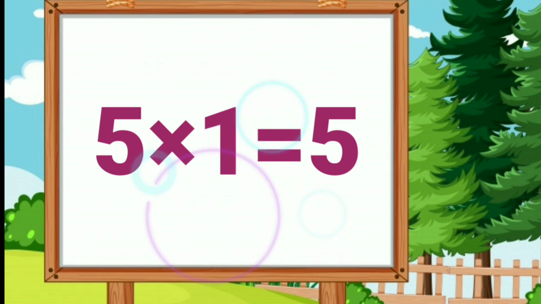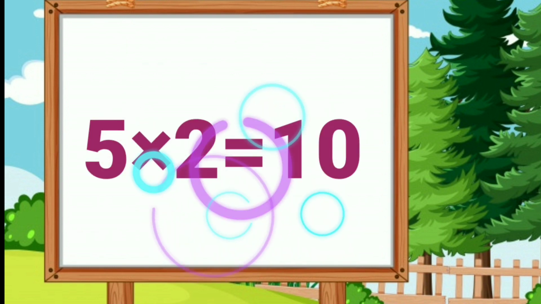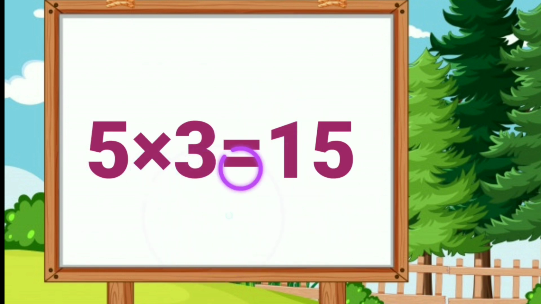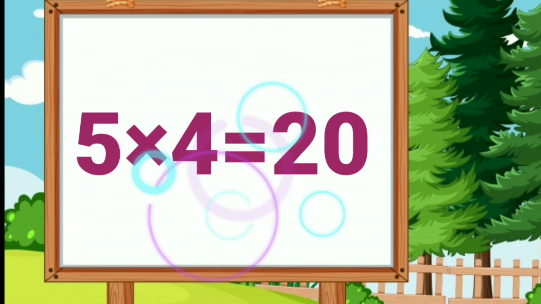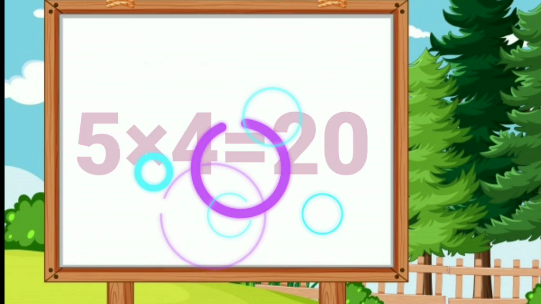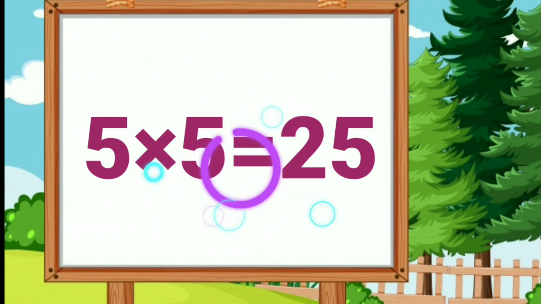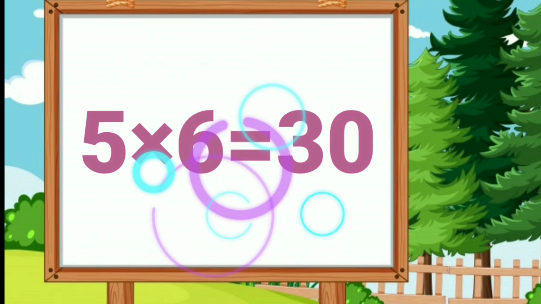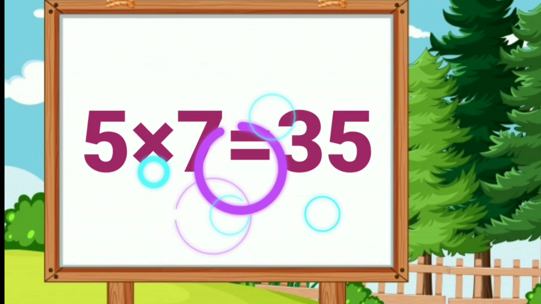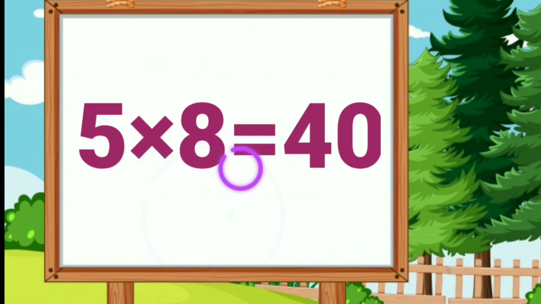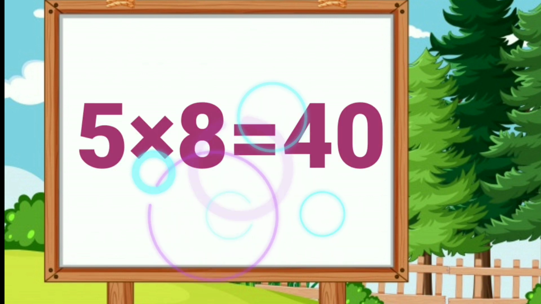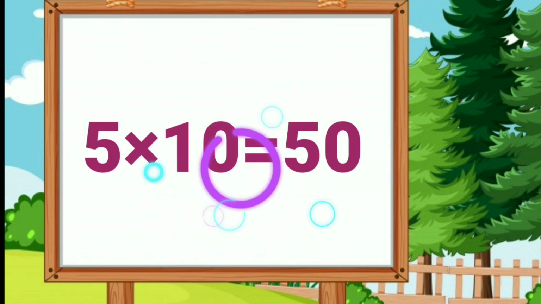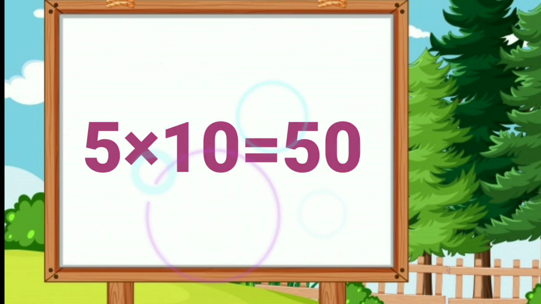Five ones are 5. 5 twos are 10. 5 threes are 15. 5 fours are 20. 5 fives are 25. 5 sixes are 30. 5 sevens are 35. 5 eights are 40. 5 nines are 45. 5 tens are 50.